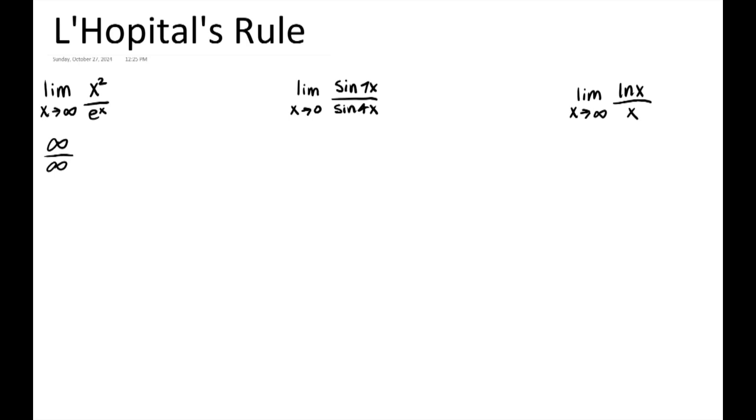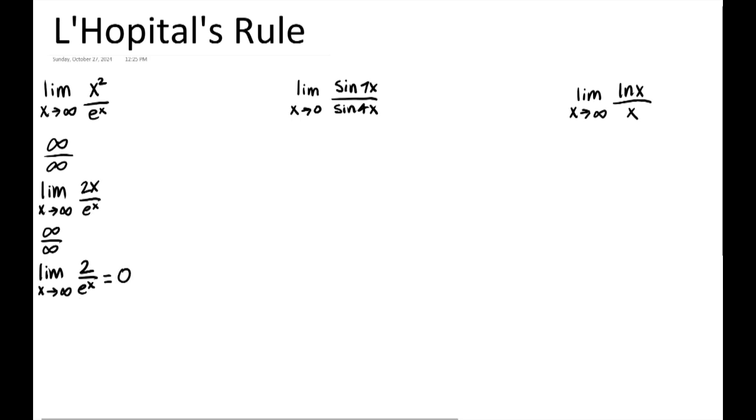Applying L'Hopital's rule, we can rewrite the limit as the limit of x approaching infinity of 2x over e to the x power. But again, if we plug in x as infinity, we end up with the answer infinity over infinity, which is once again indeterminate, which means we can apply L'Hopital's rule again. So we can rewrite the limit as the limit of x approaching infinity of 2 over e to the x power. This time, if we plug in x as infinity, we end up with our final answer of 0.